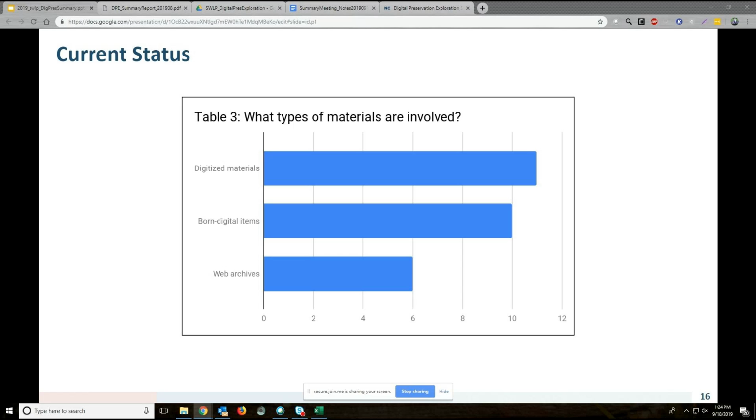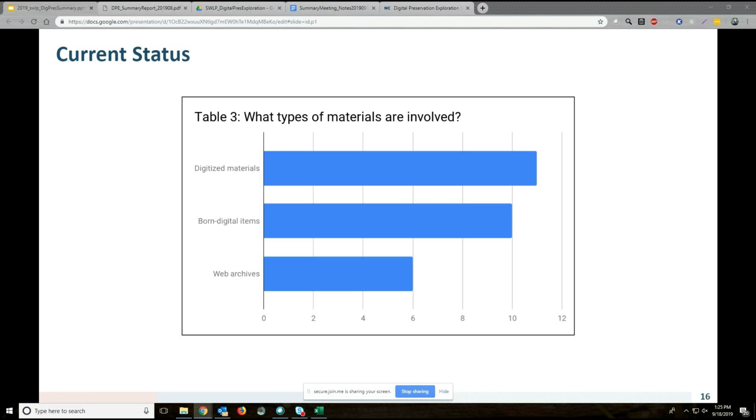Almost all respondents to the question of what types of materials are involved said that they were collecting digital content created through digitization. That was the most common. And it seemed to be more of a focus of smaller institutions in terms of preservation, though most were also collecting born-digital items at some level. The attention and turn towards born-digital items through discussion seemed to be more recent, but a growing phenomenon to most institutions. And considerably fewer were also doing some form of web archiving.